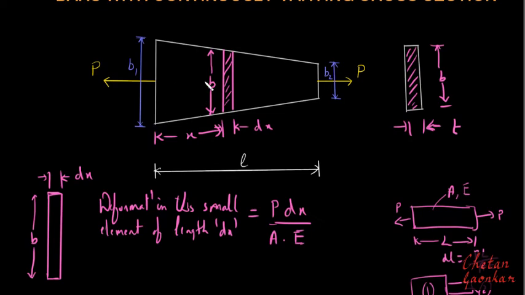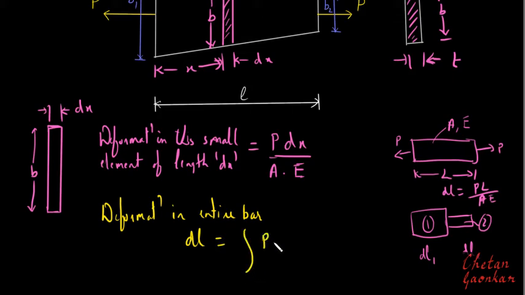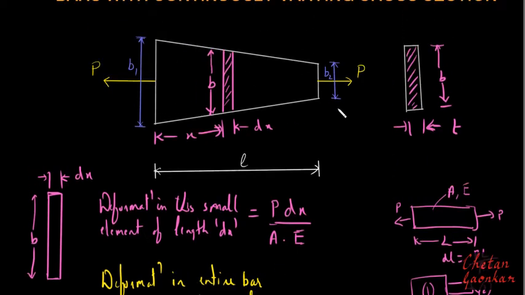So if I want to calculate the deformation in this entire bar, I know that I have got the deformation in this small element. And if I want to calculate the deformation in the entire bar, which goes from 0 to L, I need to integrate this, right? So for that, what I can do is write that the deformation in the entire bar, that is dl, can be given as the integration of the deformation of this small element of length dx over the length 0 to L. So this will give us the deformation of this entire bar.